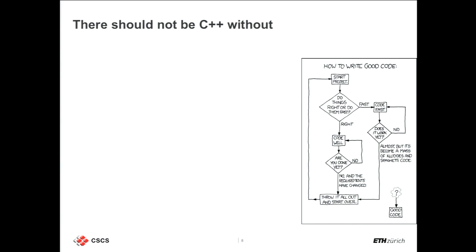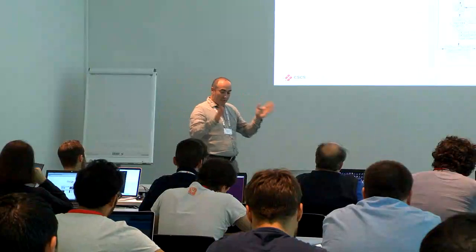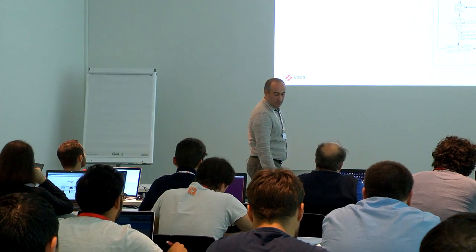So first of all, there should not be C++ without API design. API design, application program interface. When you write something in C++, the first thing you should think of is, what is the interface of this thing? And then you think about the algorithm, about the implementation. Should I use a pointer? Should I use a counter? Should I use something? That comes after.